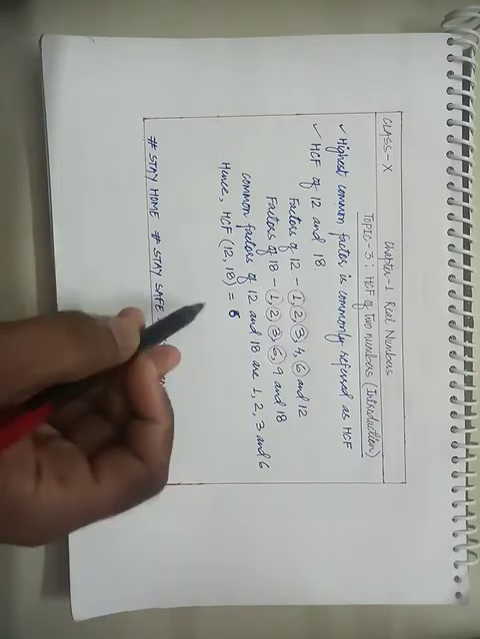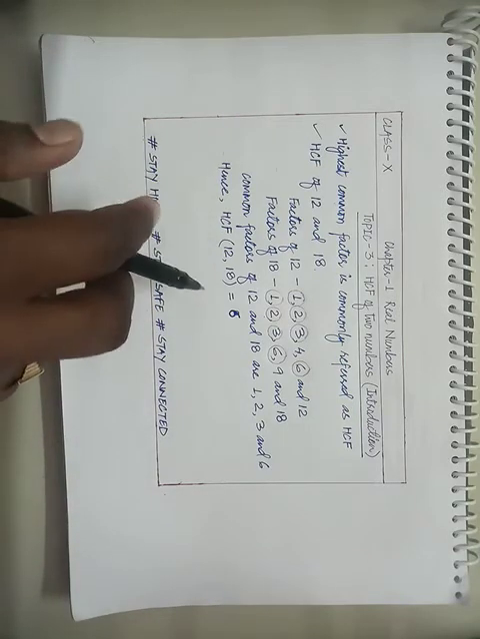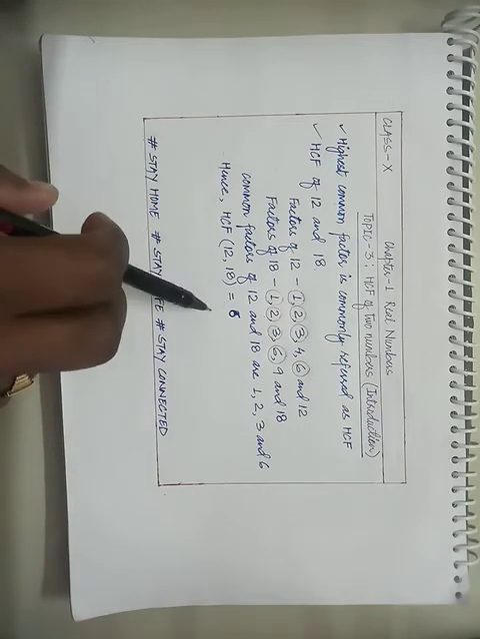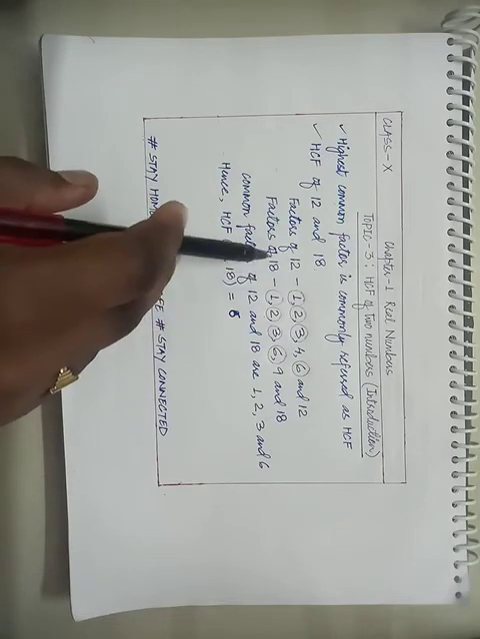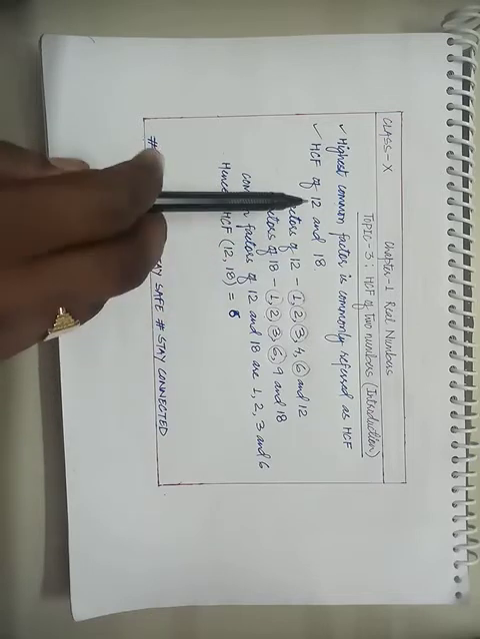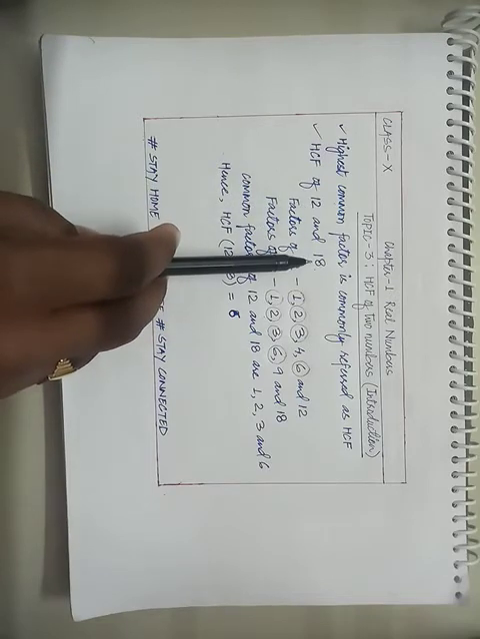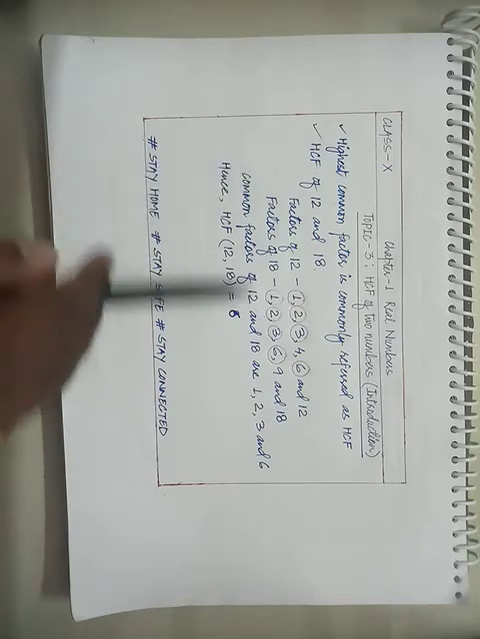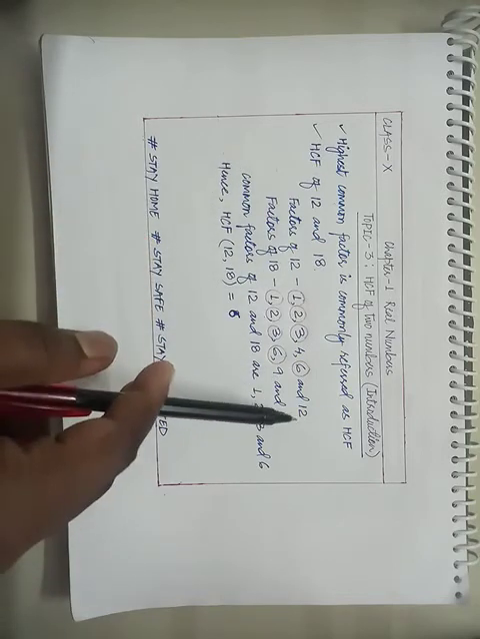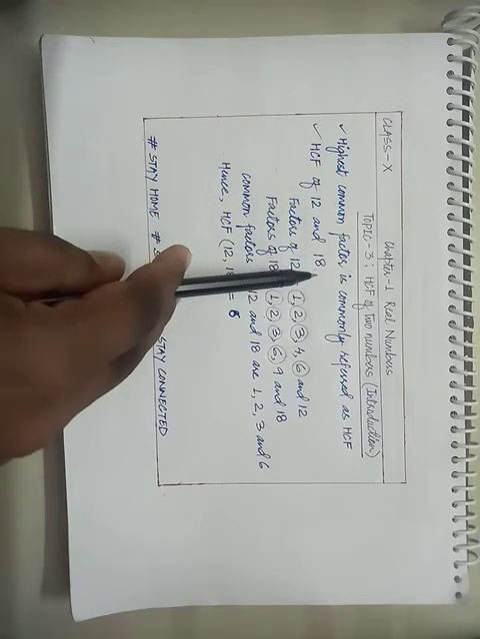But the question arises: is this method feasible to calculate the HCF of larger integers? I mean, if instead of the number 12 it is 126, and instead of 18 it is 180, is it feasible to calculate the factors in this way and the HCF of these larger integers?